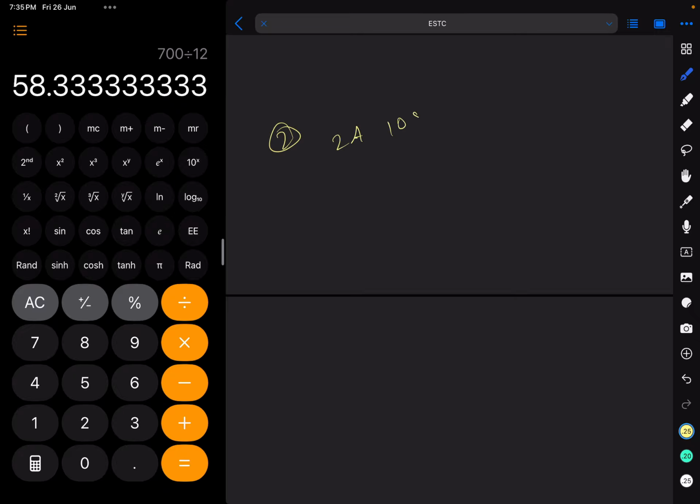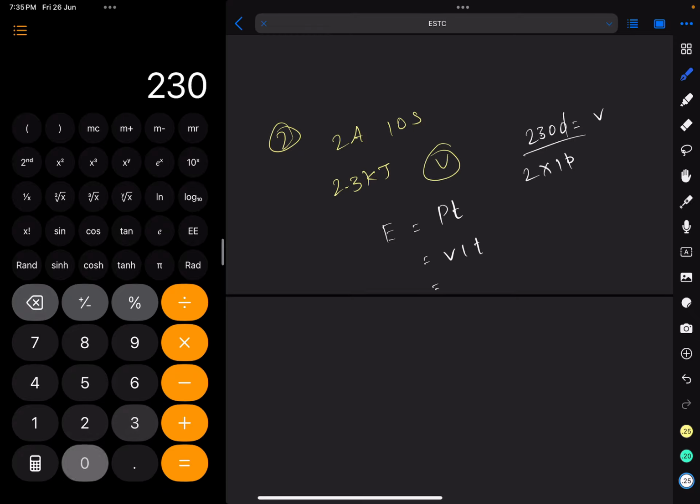2 ampere for 10 seconds. Okay. 2.3 kilojoule is dissipated as heat. Asking is to find the voltage. So energy is equal to PT, VIT. So voltage is energy by I T, 2300 divided by 20, 115. Okay, next question.